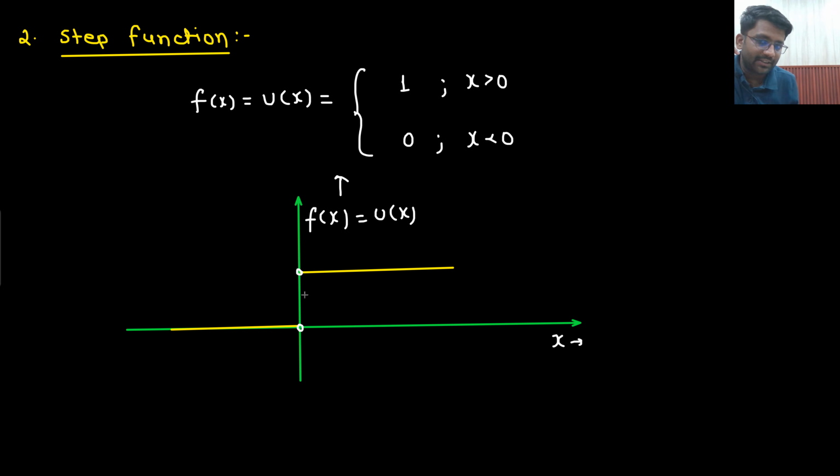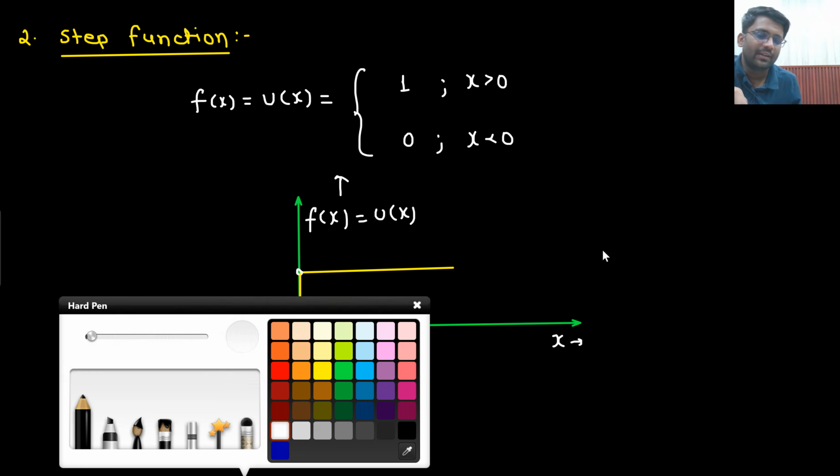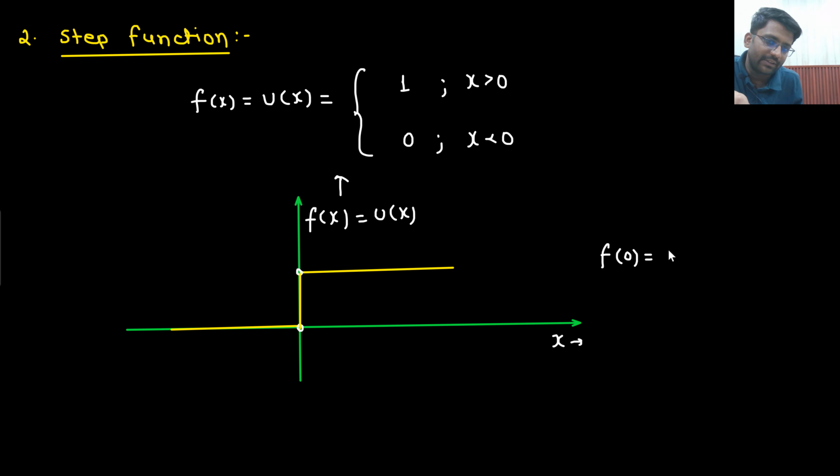But sir, the transition is happening at x equals 0. I don't know the value. So how will they show that you are going from 0 to 1? If someone asks me what is the value of f of 0 here, I will say I don't know. F of 0, I don't know.